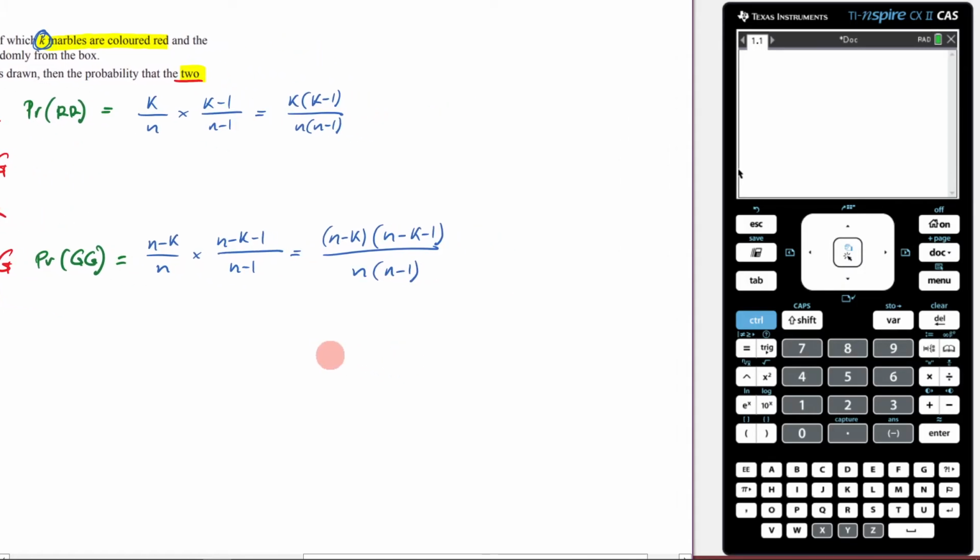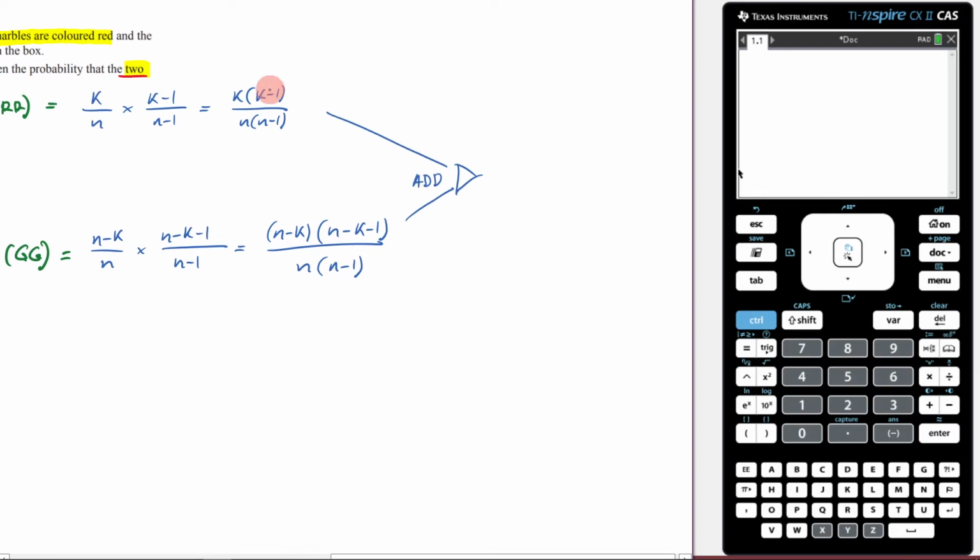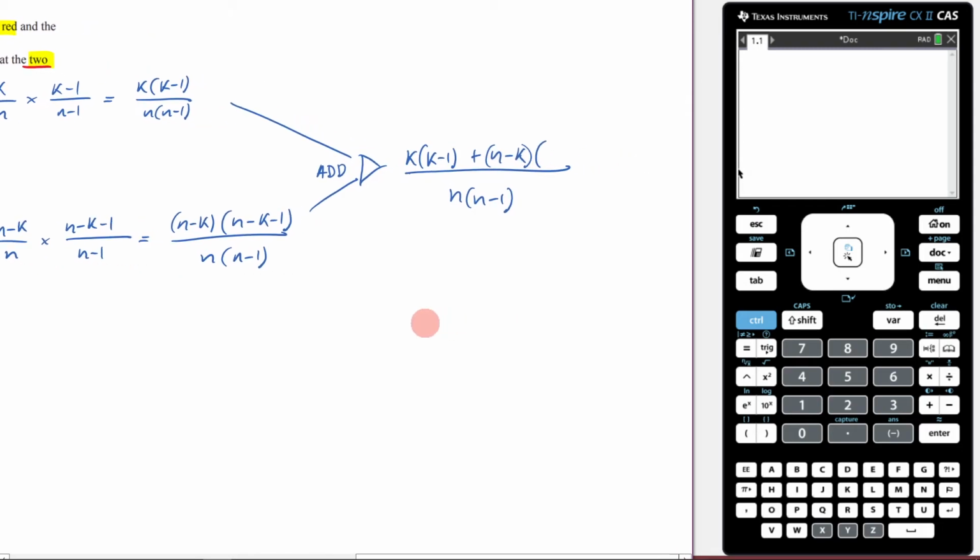And then what you're going to do is add these together. So if I add these together, what am I going to end up with? Well, remember you add together your numerators, and I've got the same denominators here. Isn't that handy? The denominators here are the same. So I know that my denominator just stays as N minus 1. That's the really helpful part. Then we can go K minus 1 plus N minus K, that's in brackets, and that's going to be our answer there.